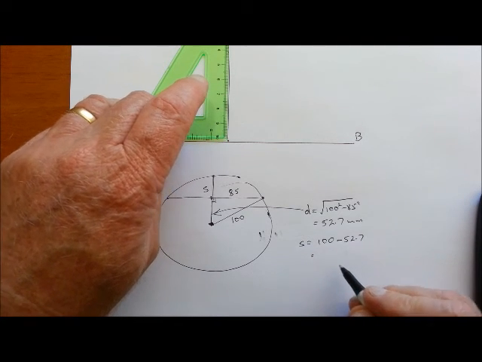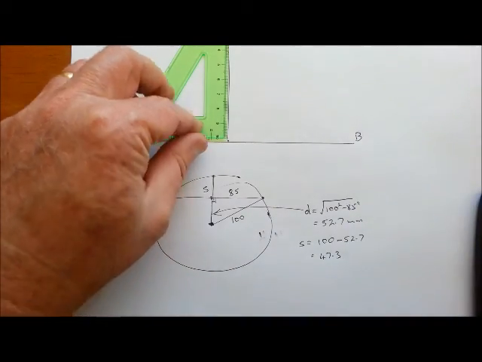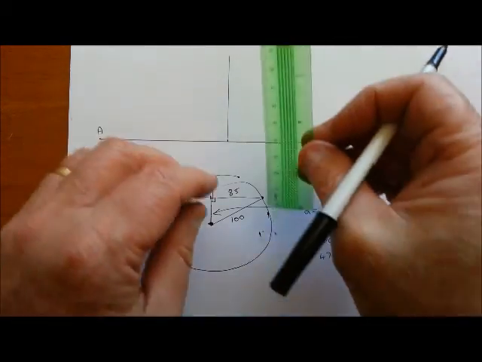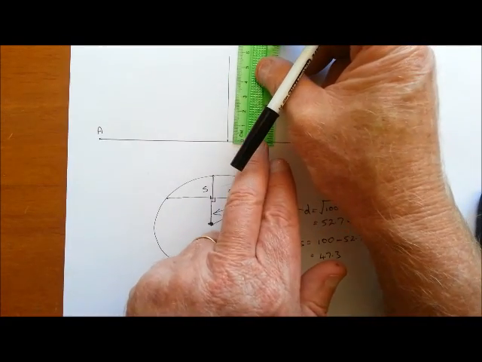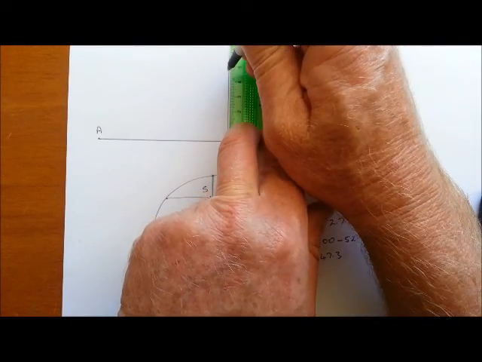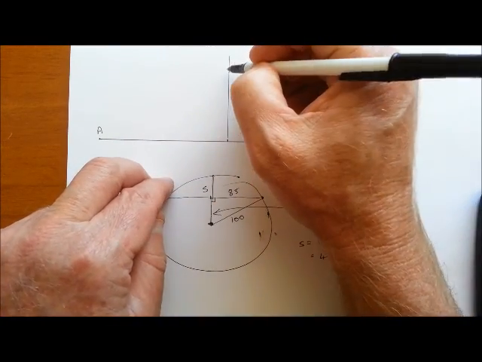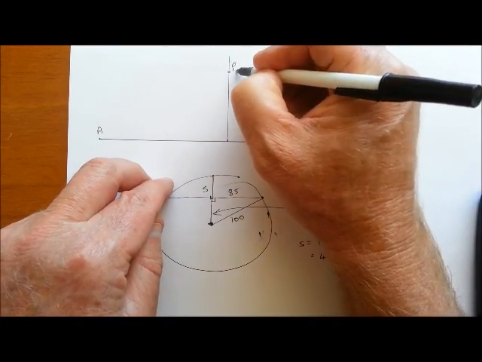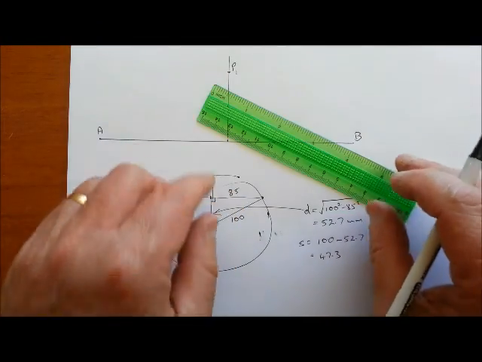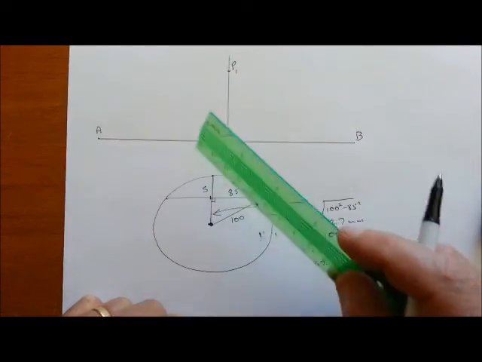And when we do that, we get 47.3. So that tells me that I now need to measure along this perpendicular a distance of 47. I'm not going to kid myself that I can measure 0.3 of a millimetre. And I mark that point there, there it is. And I call that P1, which is a point that is on the arc that I'm after. So I now know 3 points that are on that arc: A, B and P1.